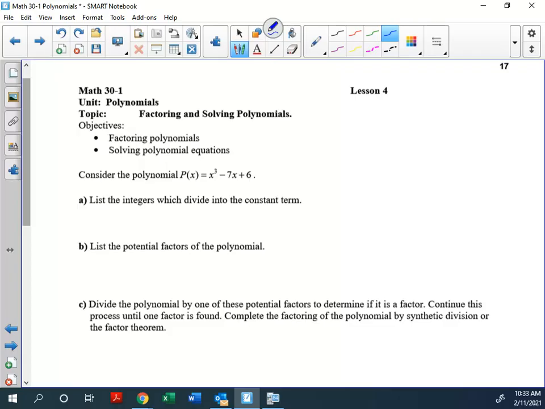So, consider the polynomial P of x is equal to x cubed minus 7x plus 6. List the integers which divide into the constant term. I would probably call these my potential zeros. But list the integers which divide into the constant term. List the factors of the constant term. Positive negative 1, positive negative 2, positive negative 3, positive negative 6.